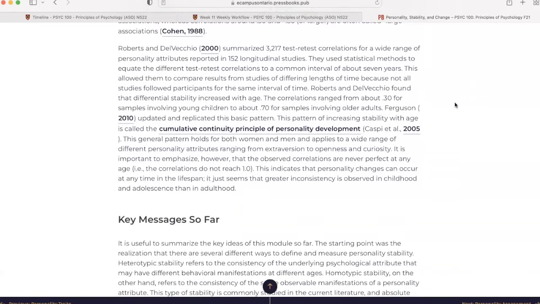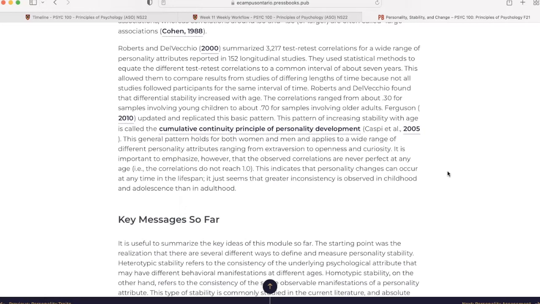Roberts and Del Vecchio found that differential stability increased with age. The correlations ranged from about 0.30 for samples involving young children to about 0.70 for samples involving older adults. Ferguson in 2010 updated and replicated this basic pattern. This pattern of increasing stability with age is called the cumulative continuity principle of personality development. This general pattern holds for both women and men and applies to a wide range of different personality attributes, ranging from extroversion to openness and curiosity.